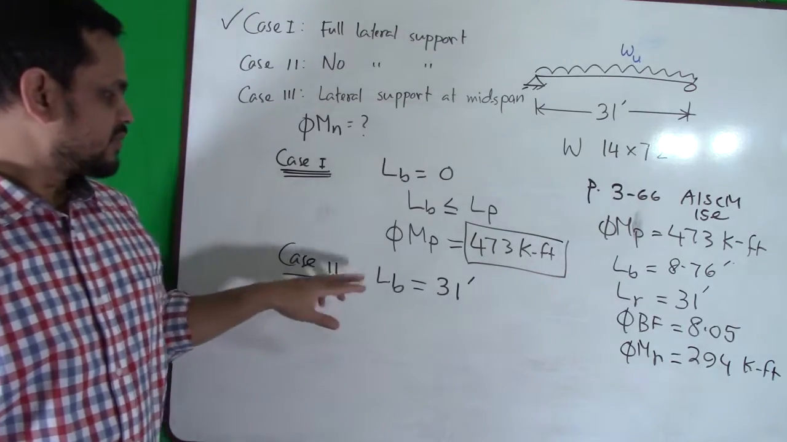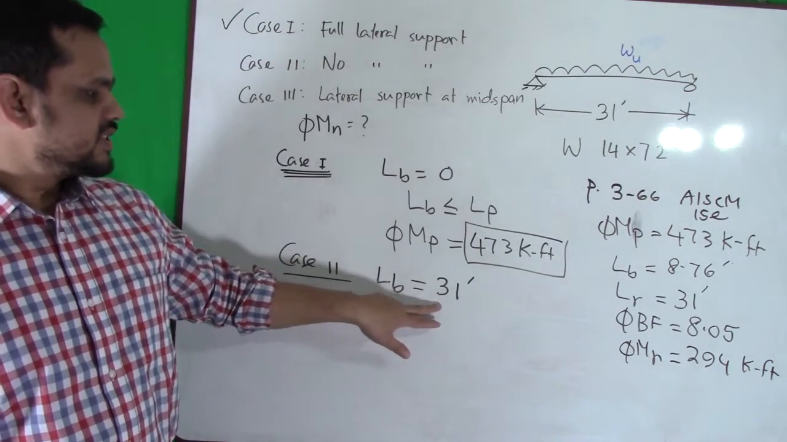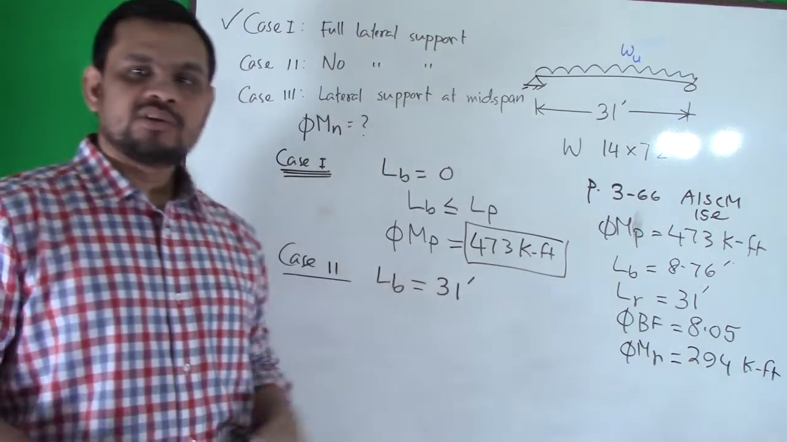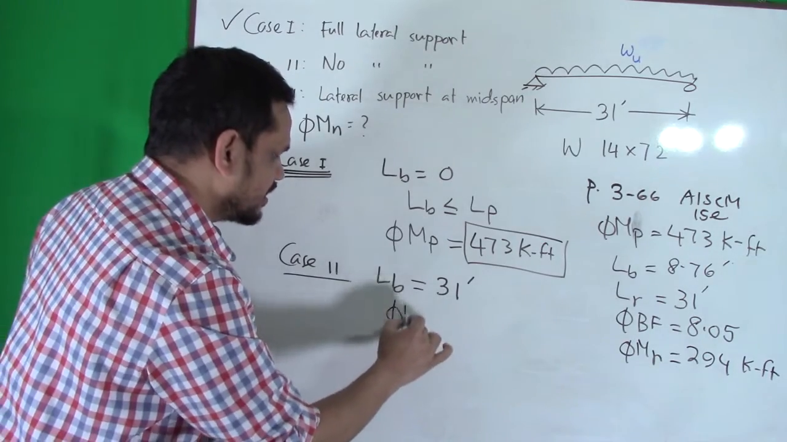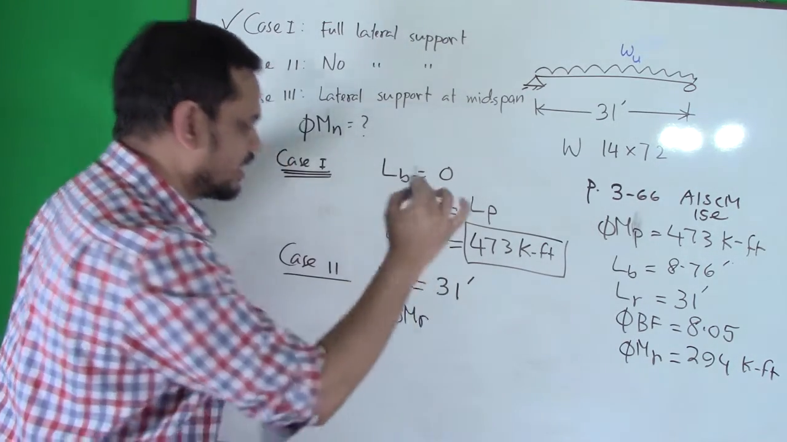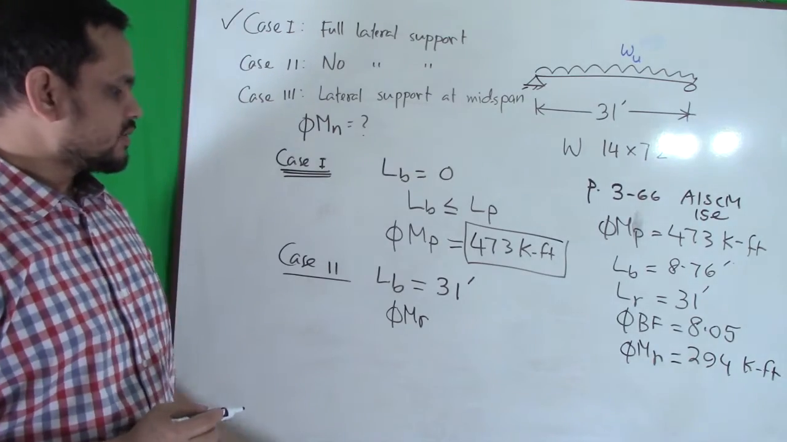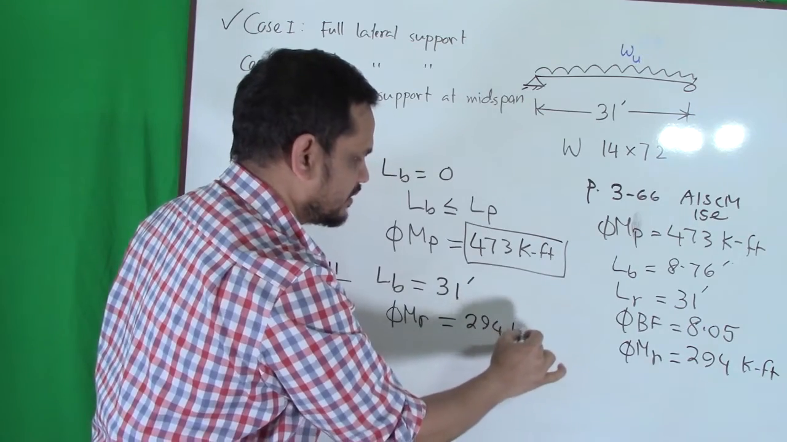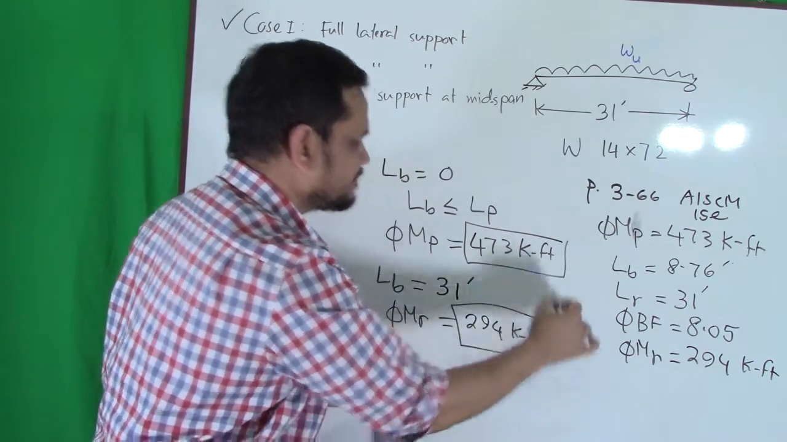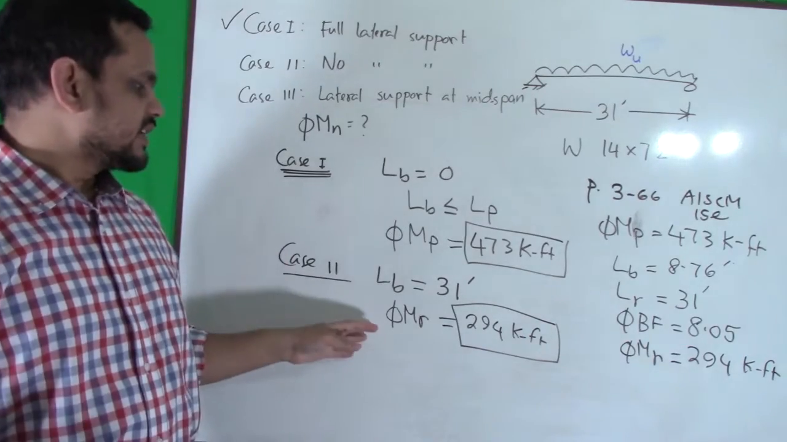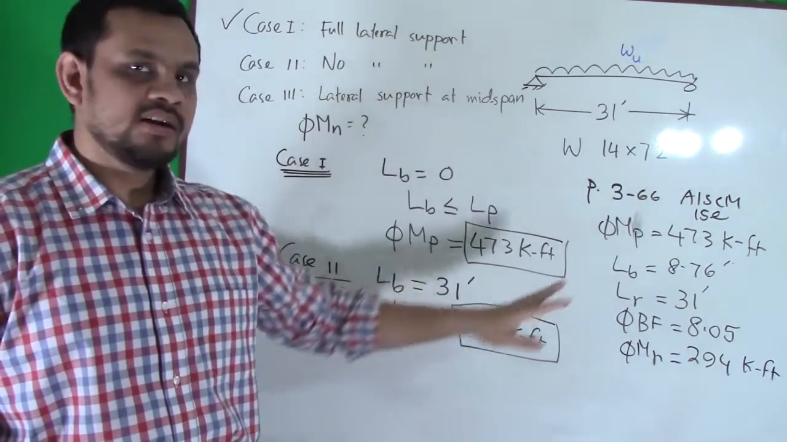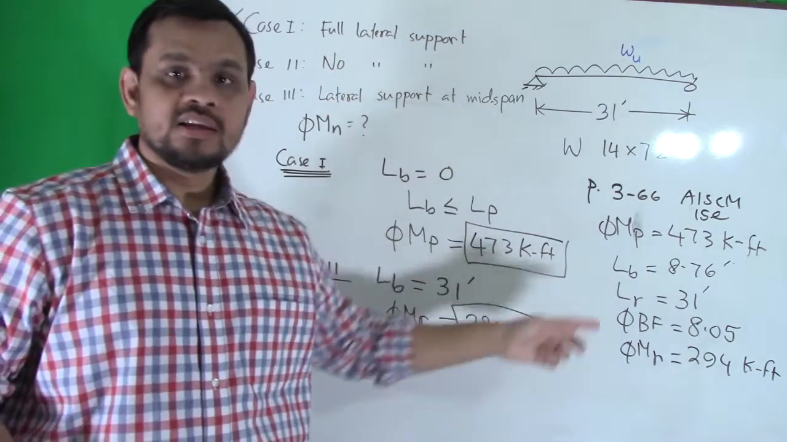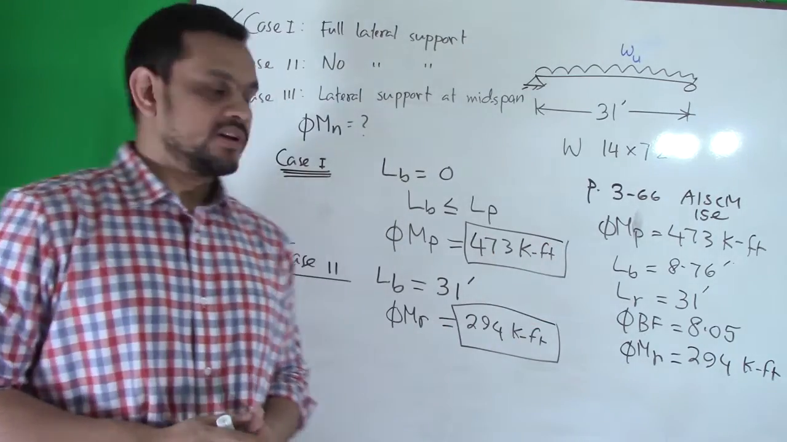Now let us come to our point. LB is 31 feet. That means it is exactly equal to LR. If LB is exactly equal to LR, what is our capacity? If you can remember, my capacity is phi MR, and from the table we found 294 kip-feet. So this is my answer. Now if my LB is larger than LR, then there will be some big equation.